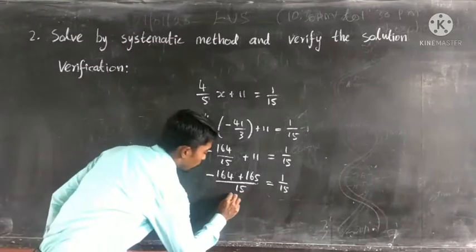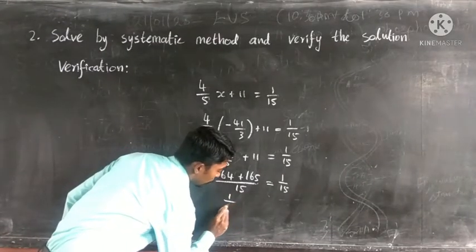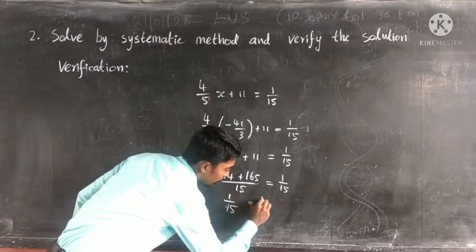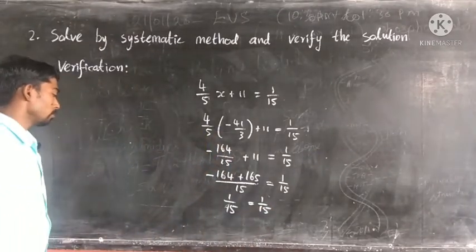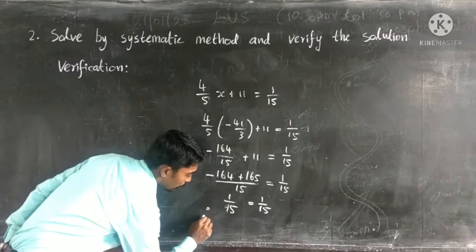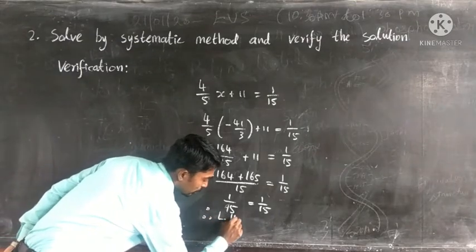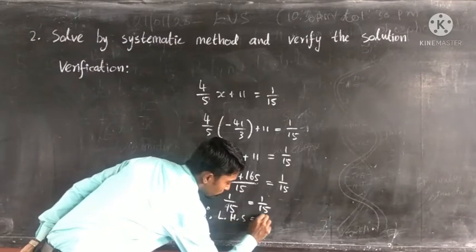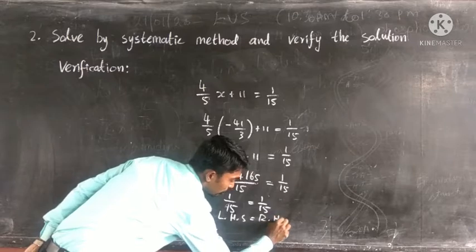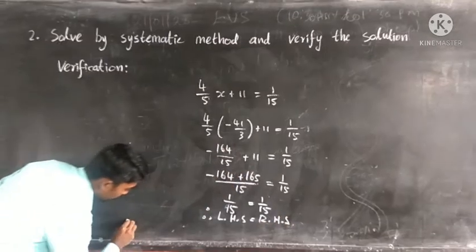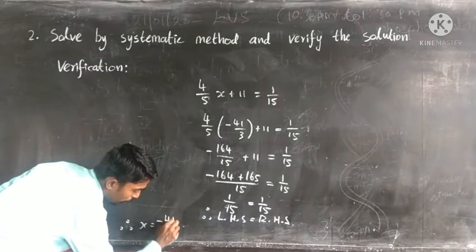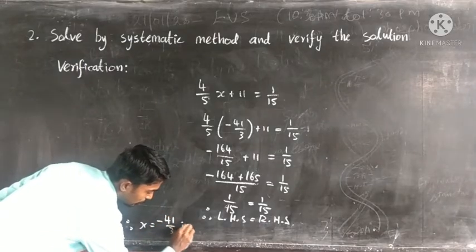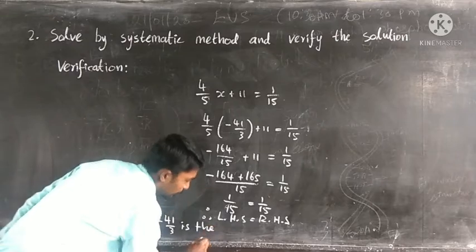Subtract, it will be 1 by 15 is equal to 1 by 15. Therefore, left hand side is equal to right hand side. Both sides are equal. Therefore, x is equal to minus 41 by 3 is the correct solution of the given equation.